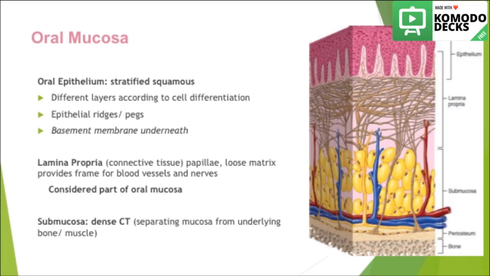The second layer after the epithelium is the lamina propria. It has connective tissue papillae, which is a loose matrix providing a frame for blood vessels and nerves and minor salivary glands. This is considered also part of the oral mucosa. Underneath is the submucosa, which is the dense connective tissue separating the mucosa from the underlying bone or muscle.